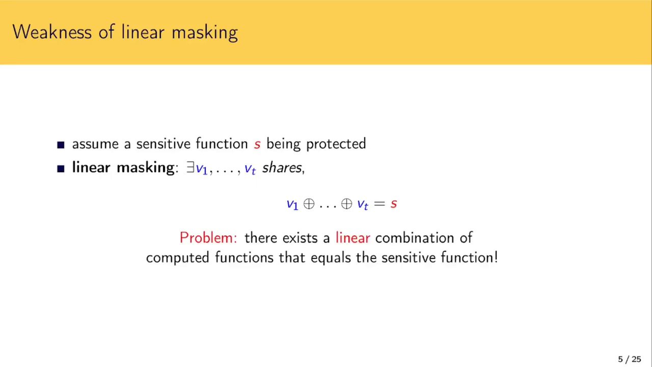The problem with storing the linear shares in the implementation in clear is that there exists a linear combination of the intermediate values that equals the sensitive function. Let me illustrate the attack.